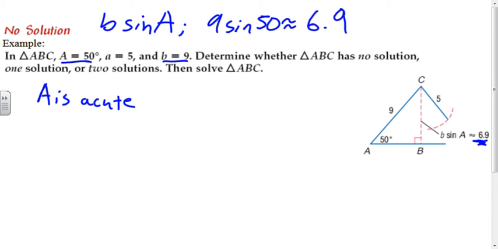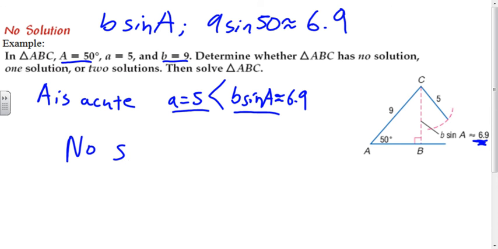So we have our b sine A, and we know that a, which is equal to 5, is going to be less than b sine angle A, which is approximately 6.9. Because a, which is 5, is less than b sine A, 6.9, we know then that there is no solution.